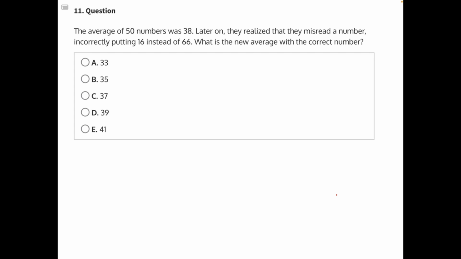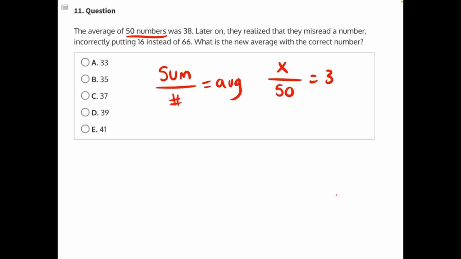To solve this question, we're going to need to find the sum that was used to find the average, right? The average is the sum divided by the number of numbers, and that's what gives us our average. In this case, we had an unknown sum. We can call that x, our variable. It was divided by 50 numbers, and then that equaled an average of 38.